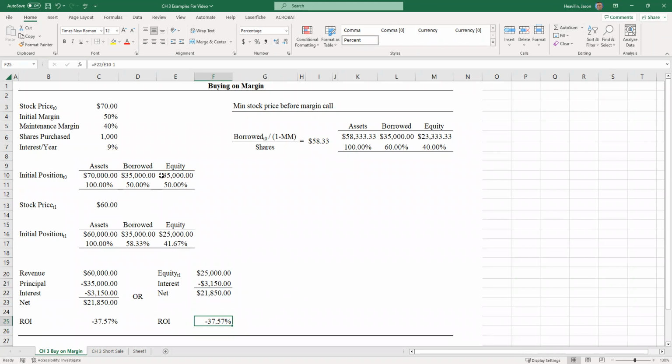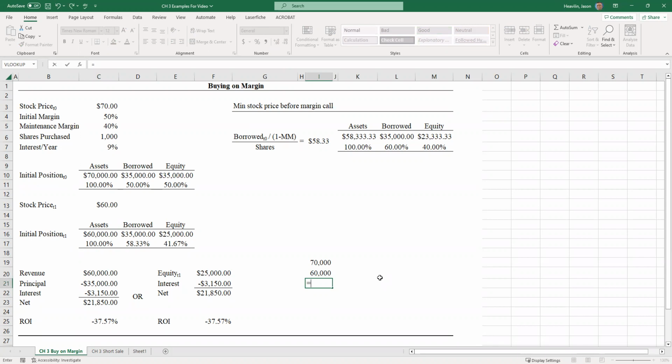Now, because there was financial leverage in this example, your ROI is going to be larger than if you didn't use financial leverage. For example, if you were to purchase, I'm going to do this on the side here, the entire 70,000 by yourself without the margin, and then it dropped down to 60,000. As it happened here, you went from 70,000 to 60,000, but we're assuming you did not borrow anything, so there's no interest. So you would have had a loss of $10,000.